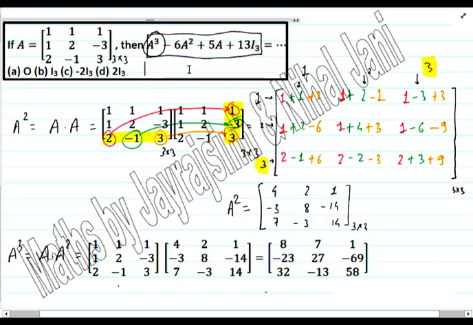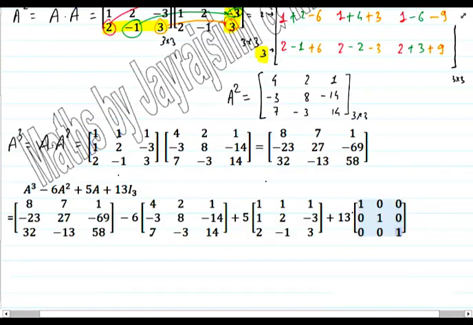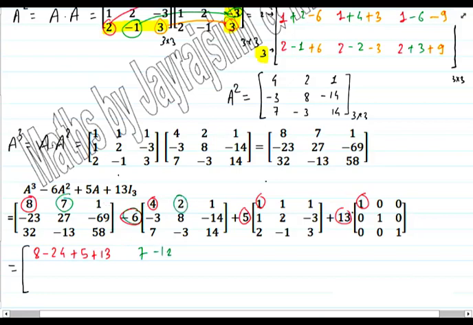So let's do it without wasting time. Let's get our equation over here and put the values of A cube and A square. We will get this kind of a term. Now we just have to simplify. The first element will be 8, minus 6 4s are 24, plus 5 and plus 13. Then the next element will be 7, minus 6 2s are minus 12, 5 1s are 5 and 13 zeros are 0.